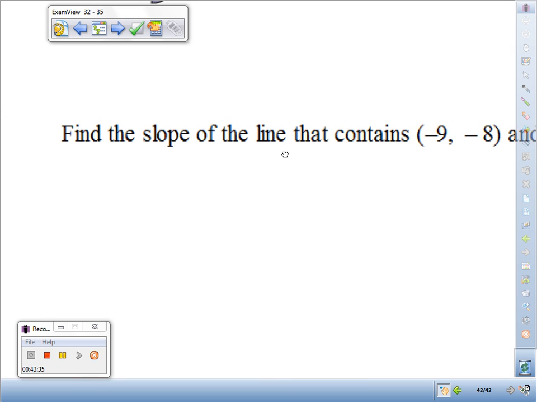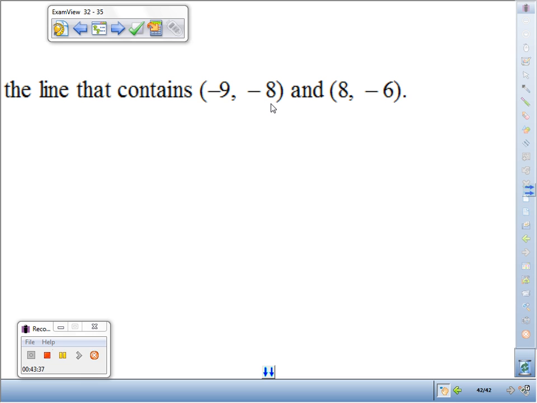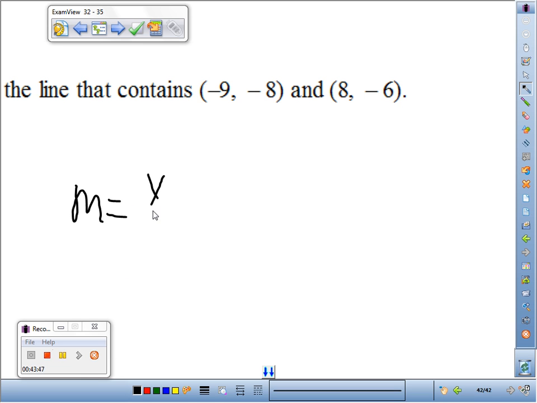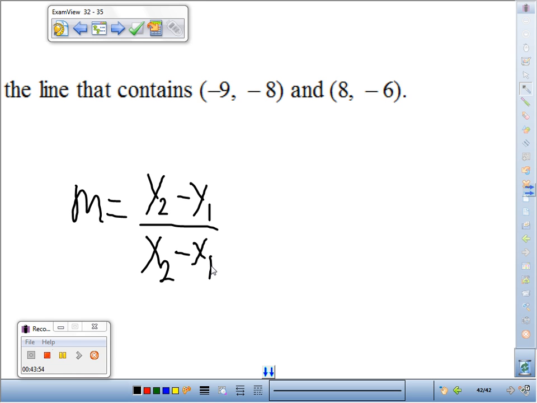Here we go. It says, find the slope of the line that contains negative 9, negative 8, and 8, negative 6. By now, we should know the formula. M equals y2 minus y1 over x2 minus x1. Is that correct? Yes. The second thing that you should have done is a fraction bar with a subtraction and subtraction. Don't forget those or you're going to make a mistake. From there, let's label our points. This is x1, y1. x2, y2.